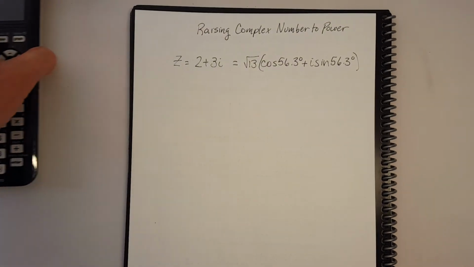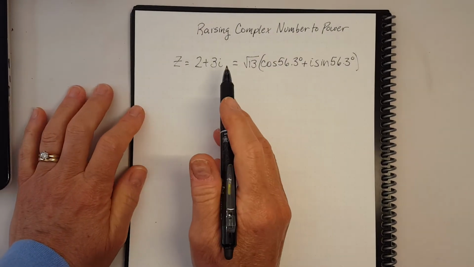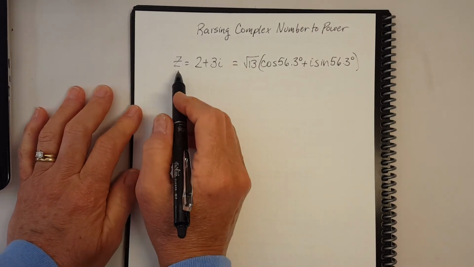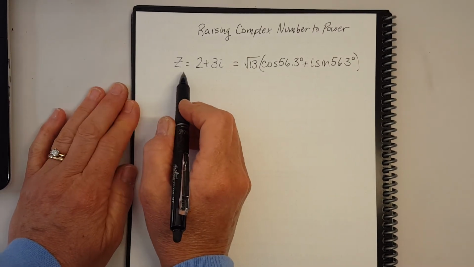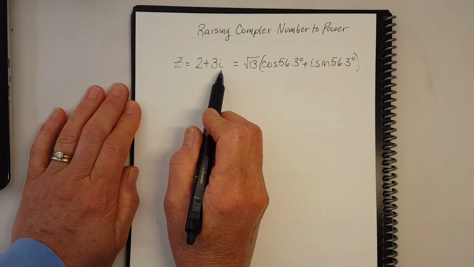Continuing with complex numbers, we are going to raise a complex number to a power. So I'm going to pick a complex number that I've used in some of the past videos. We have 2 plus 3i.